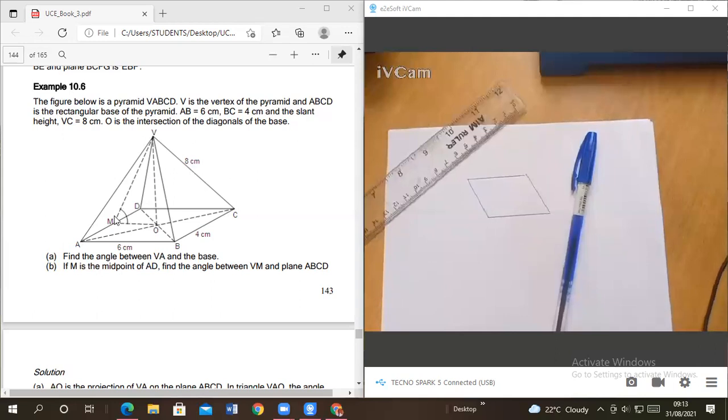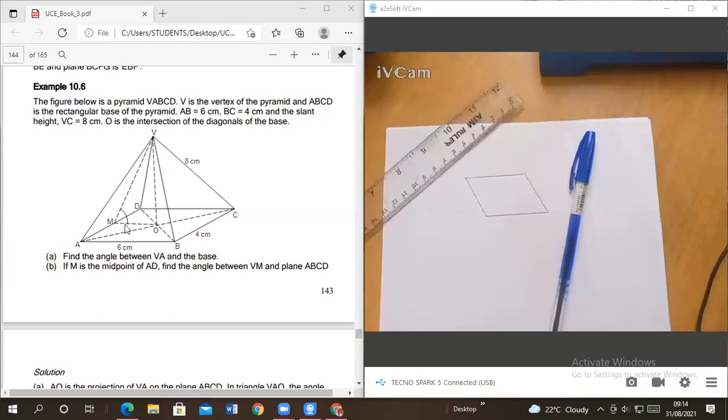So if we're told to find the angle between a plane and a line, the one thing that you have to do is draw a line on the plane. So if we are to find the angle between MV and ABCD, then we have to draw a line MO on the plane, and that line MO meets the line MV such that they have a common point M. And at M, that's where the angle will be situated.